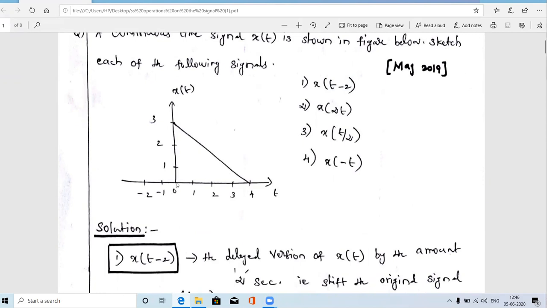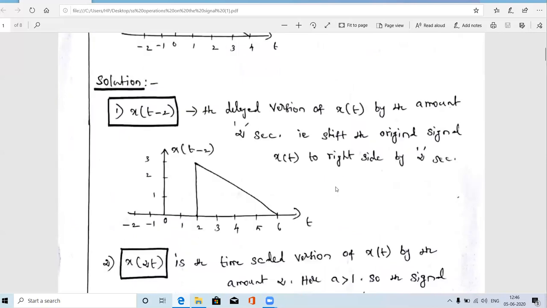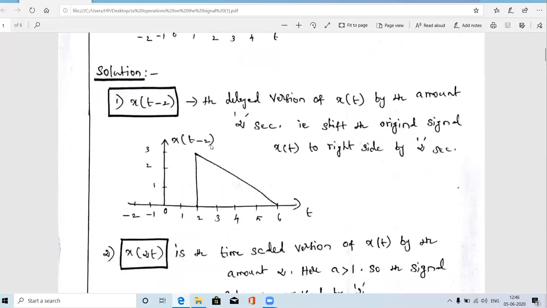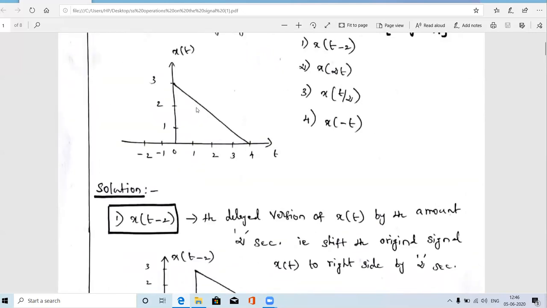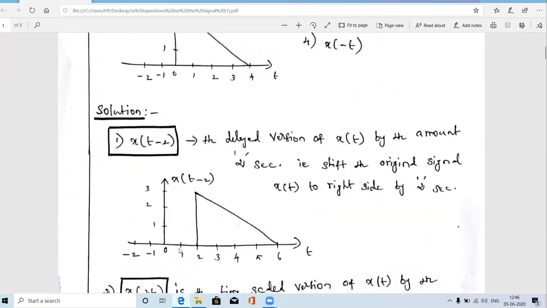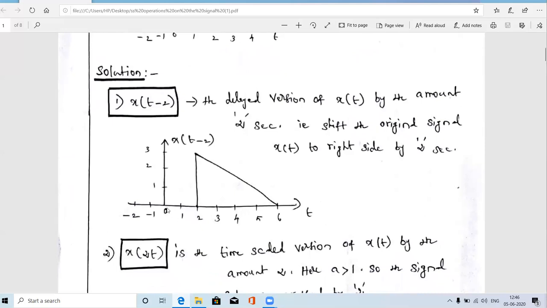How? The lower limit 0 will come to 2, and the upper limit 4 will come to 6, 4 plus 2 is 6. So this is the graph of x of t minus 2. Actually, the signal x of t starts at time t equal to 0. Now x of t minus 2 means the entire signal is shifted 2 seconds to the right side. So this is the answer.